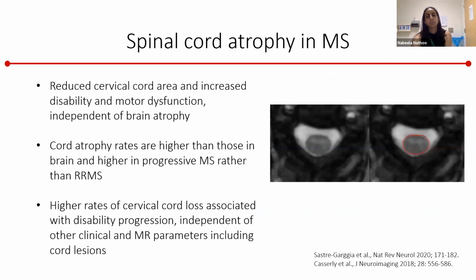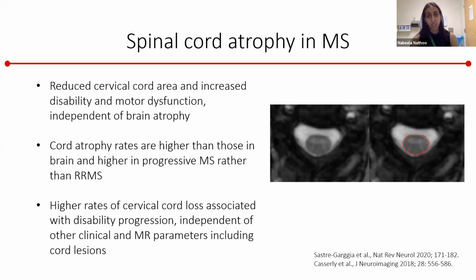And then spinal cord atrophy. Again, Dr. Chiwano has done a lot of work in this area as well. What they found, even with a meta-analysis from, I think, 2018, looking at a bunch of studies, is that reduced cervical cord area can be related to increased disability, and that's independent of brain atrophy.